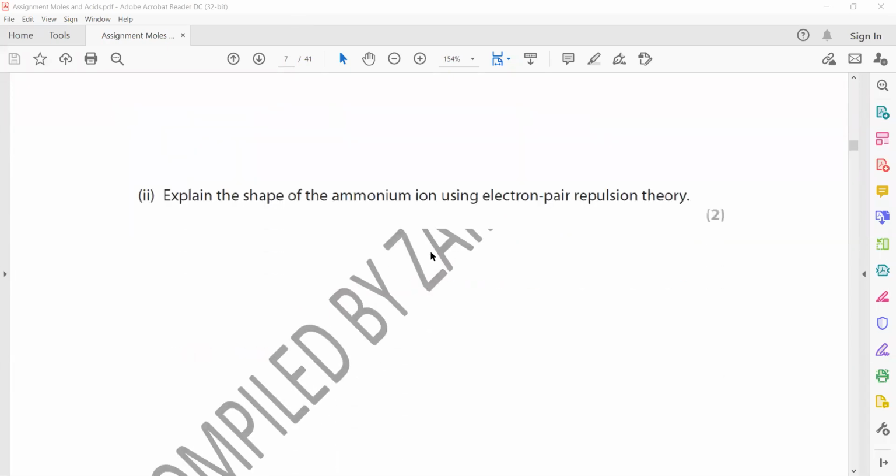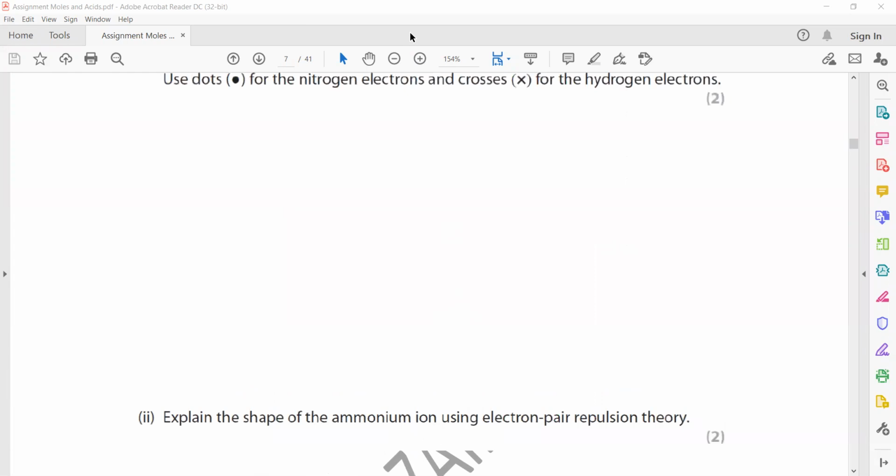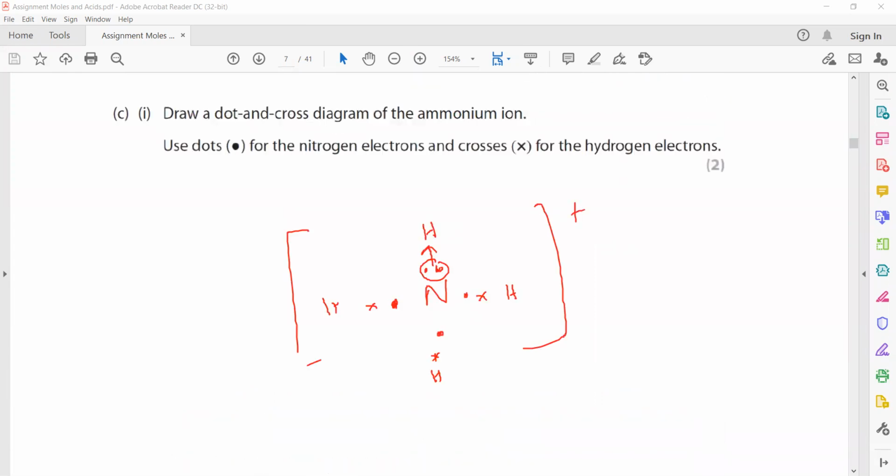Explain the shape of the ammonium ion using the electron pair repulsion theory. So what will be the shape according to electron pair repulsion theory? When we predict the shape, we check the number of bond pairs and the number of lone pairs. The dative bond is also considered as one. So this is one bond pair, second bond pair, third bond pair, and fourth bond pair. So there are four bond pairs and there is no lone pair.